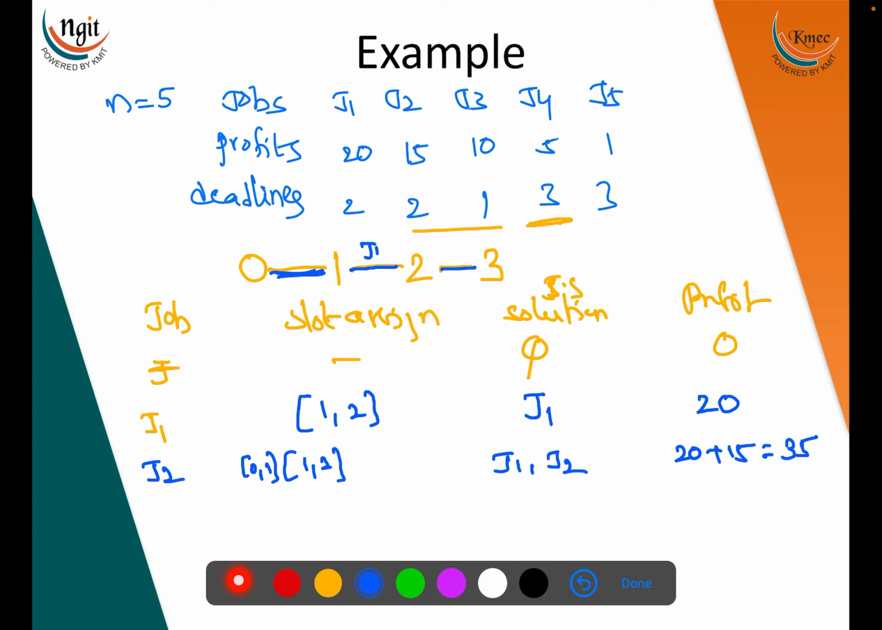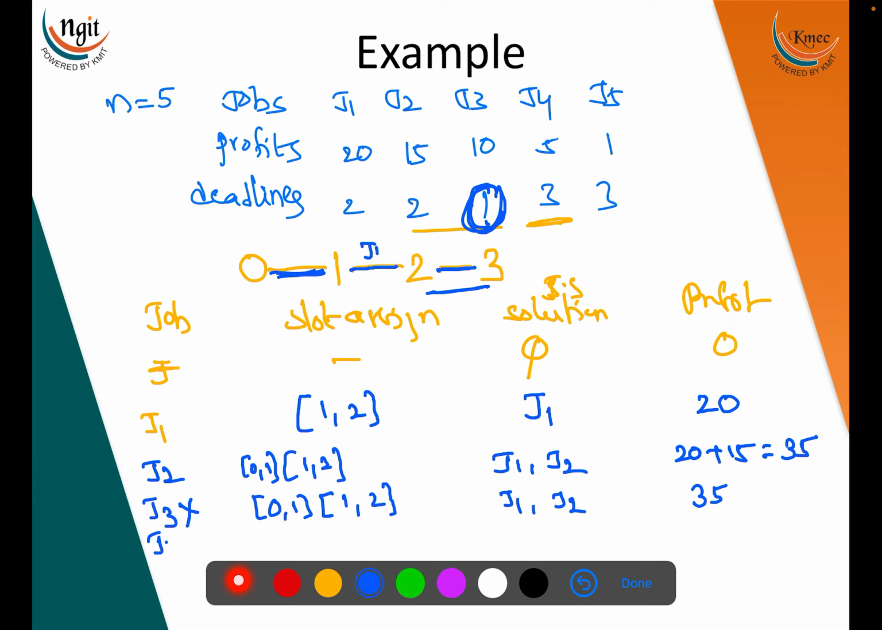After J2, I still have one more slot to accommodate. Now let's see whether J3 can be included. If I include J3, it can wait only 1 hour of time, so it needs the first slot. Obviously you cannot place J3. Hence J3 is rejected because the 0 1 slot is occupied and the 1 comma 2 slot is also occupied. So I can process only J1 comma J2 with a profit of 35.